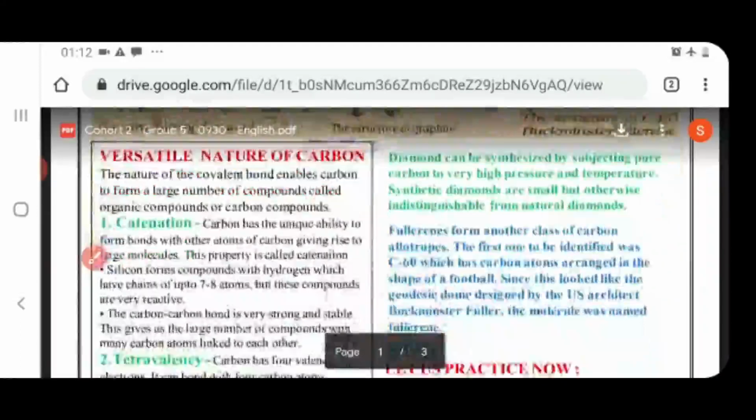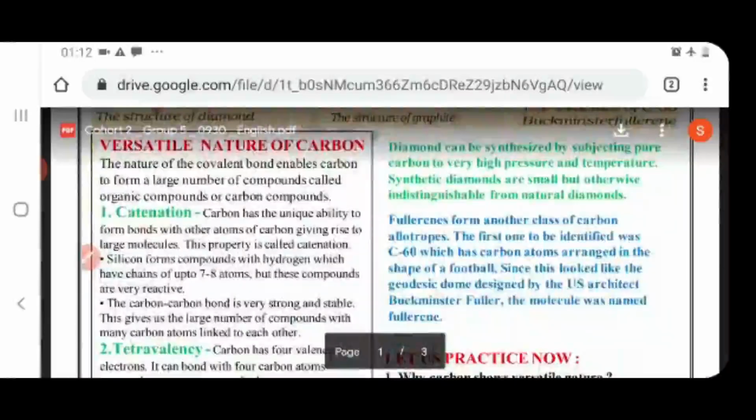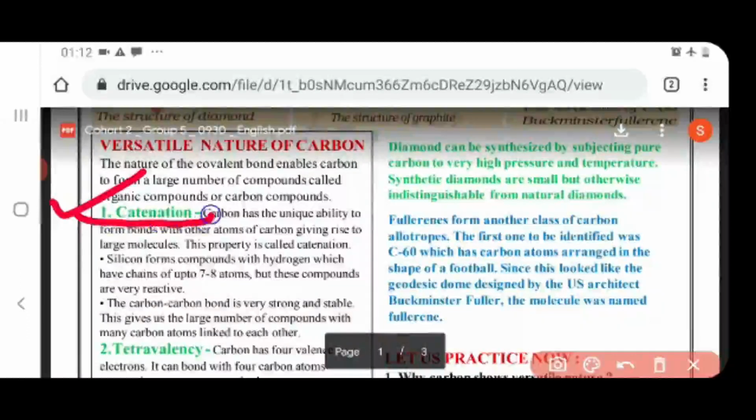Let's come to the versatile nature of carbon. Why is carbon so versatile in nature? Because it forms a large number of compounds called organic compounds or carbon compounds. So now we have to see why carbon is versatile in nature. Carbon is versatile in nature because of the property of catenation. Now this property catenation is responsible for the versatile nature of carbon. Carbon has the unique ability to form bonds with other atoms of carbon, giving rise to large molecules, and this property is called catenation. Okay?